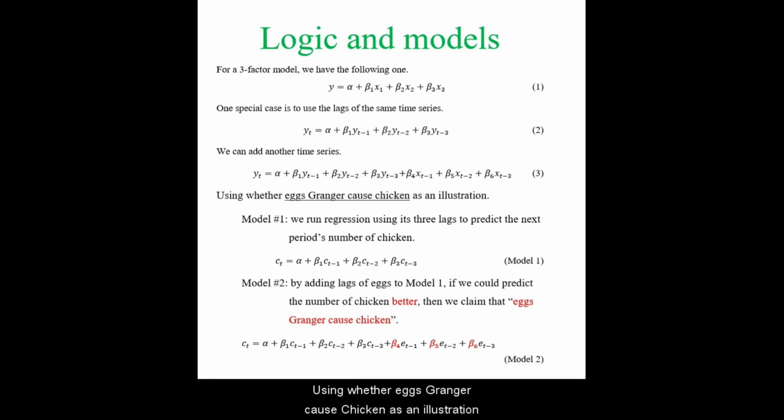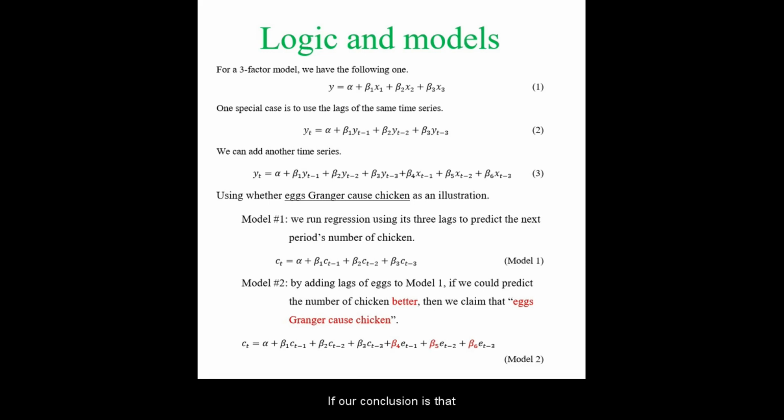Using whether x Granger causes chicken as an illustration. First one, we have model 1. We run a regression using chicken's 3 lags to predict the number of chickens in the next period. And this is model 1. So C_t is chicken at time t. Beta 1, C_t minus 1, C_t minus 2, C_t minus 3. These are 3 lags. For model 2, we add 3 lags of x to model 1.